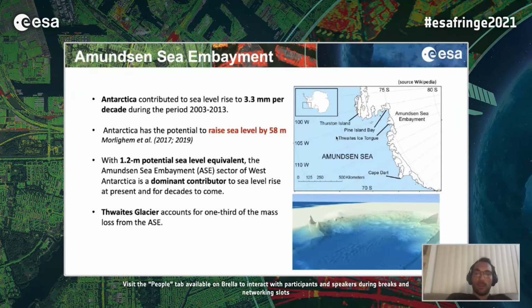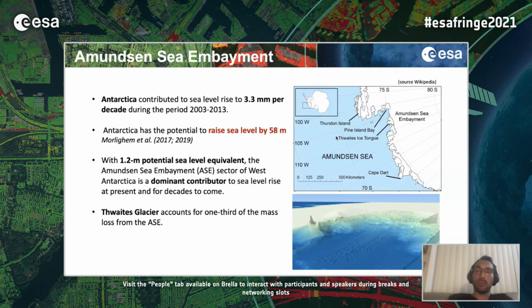And here I'm just giving some reasons why this is important. We know that Antarctica contributed to sea level rise by about 3.3 millimeters per decade during the period 2003-2013, and has the potential to raise the sea level by 58 meters if all the ice melts. In particular, if you look at the Amundsen Sea embayment, we have 1.2 meters potential sea level rise, and great glaciers account for 1/3 of the mass loss from the Amundsen Sea embayment.